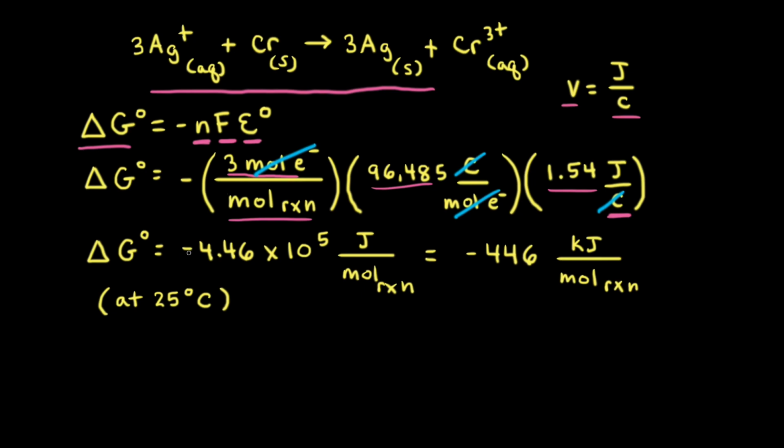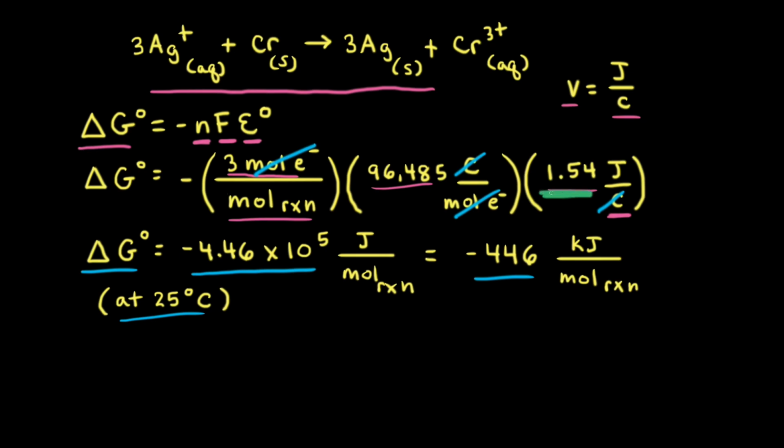And after we do the math, we find that delta G naught at 25 degrees Celsius for this redox reaction is equal to negative 4.46 times 10 to the fifth joules per mole of reaction. We could also write this in terms of kilojoules per mole of reaction. So delta G naught is equal to negative 446 kilojoules per mole of reaction.